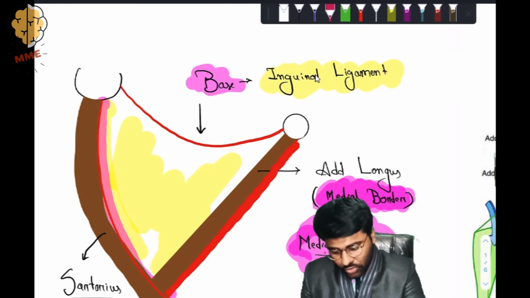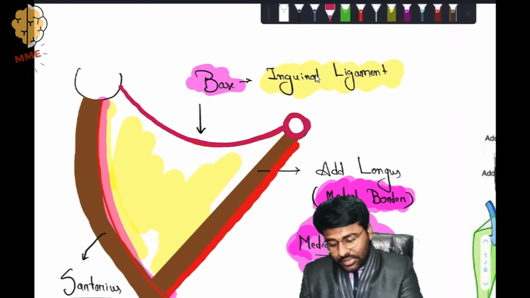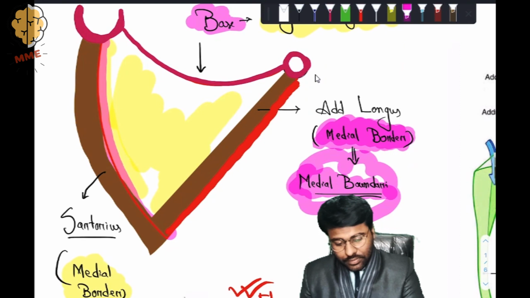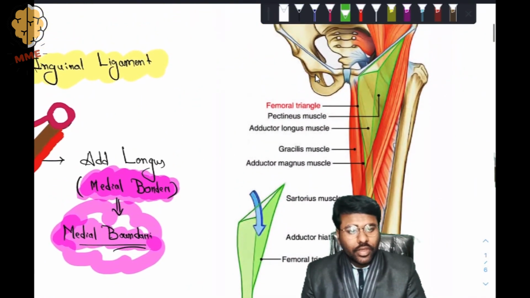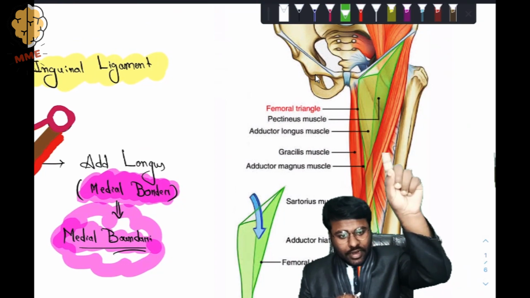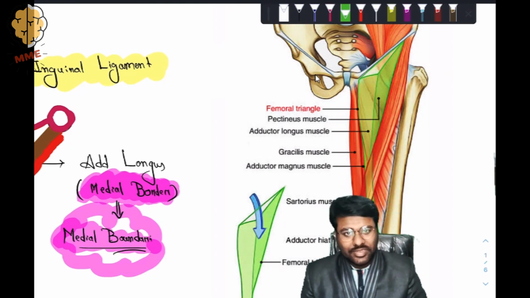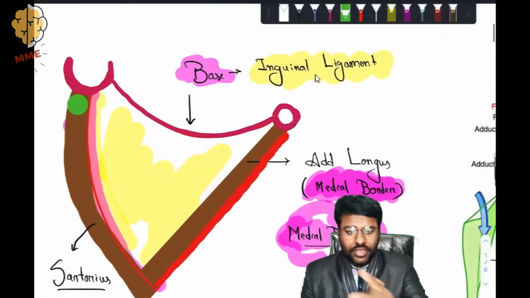So this is actually the inguinal ligament. This is the pubic tubercle. Okay, and this is the anterior superior iliac spine. There is one muscle. What is this muscle? Let's come to this picture. You clearly notice one muscle starts originating there, and this muscle is actually the sartorius muscle.